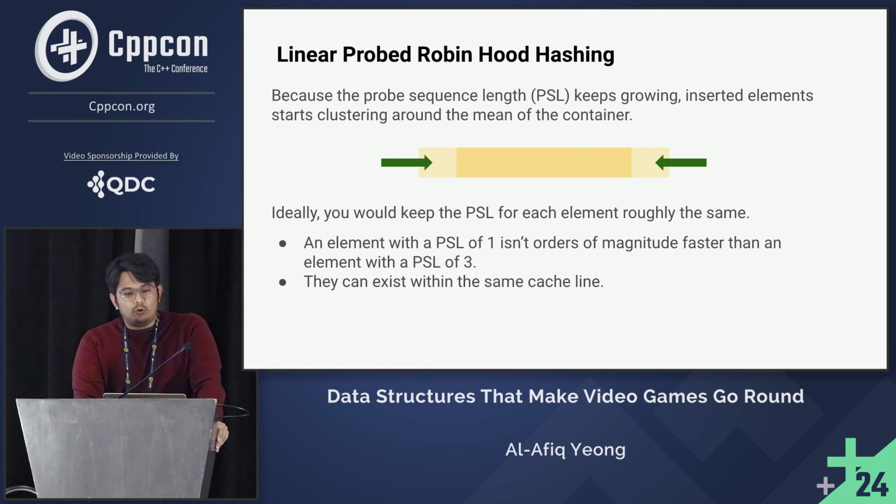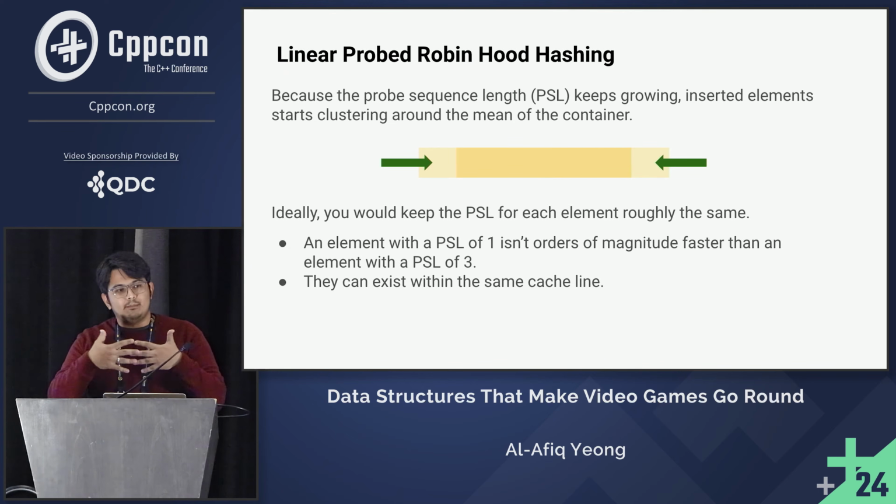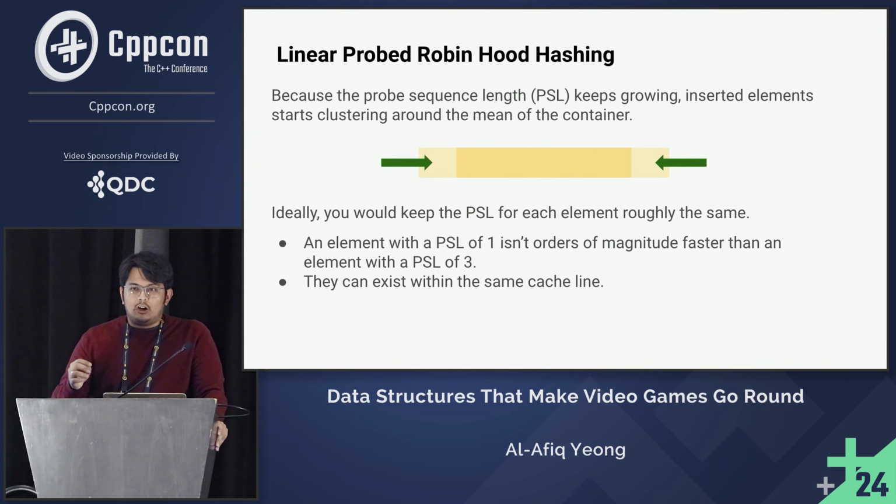Now, with linear probe Robinhood hashing, because the probe sequence length keeps growing, there is this unique phenomenon where inserted elements cluster around the mean of the container, right? And ideally, you would like to keep the PSL value for each element roughly the same, because an object with a PSL value of 1 isn't really faster when iterating over than an object with a PSL value of 3, because they can exist within the same cache line.